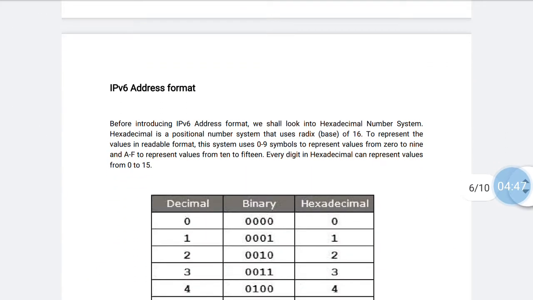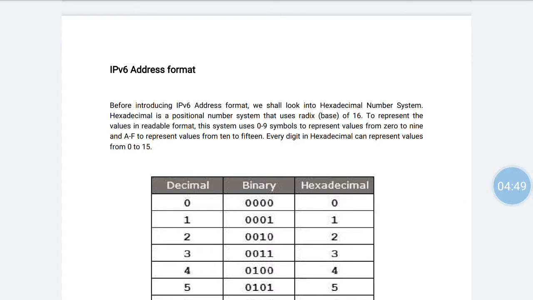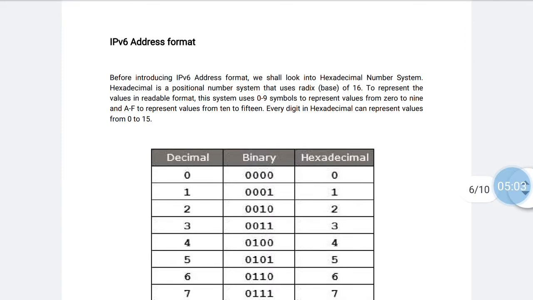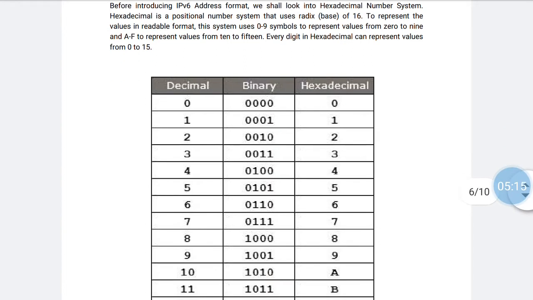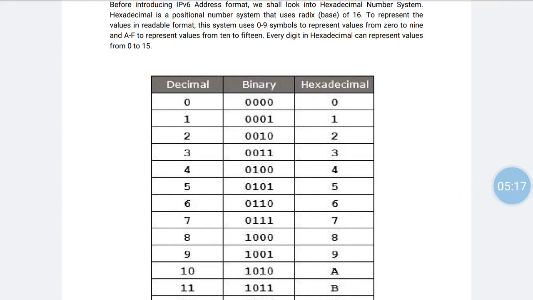Now what is the address format of IPv6? Because it has a 128-bit address. Before introducing the IPv6 address format, we will see the hexadecimal number system that is used to represent the values in readable form. So these are the numbers presented in decimal form, binary form, and hexadecimal form.